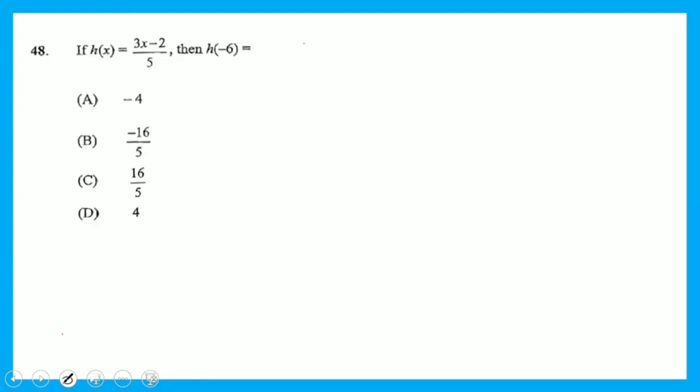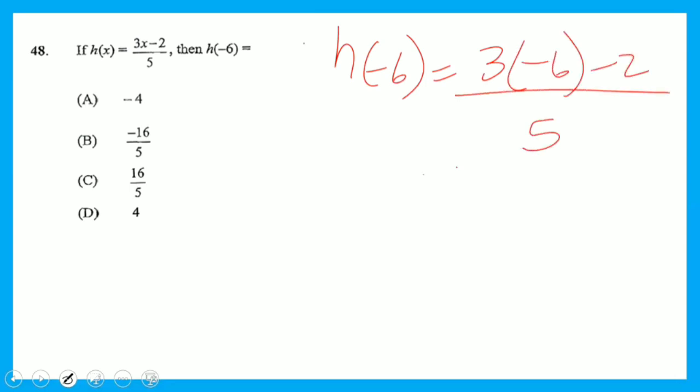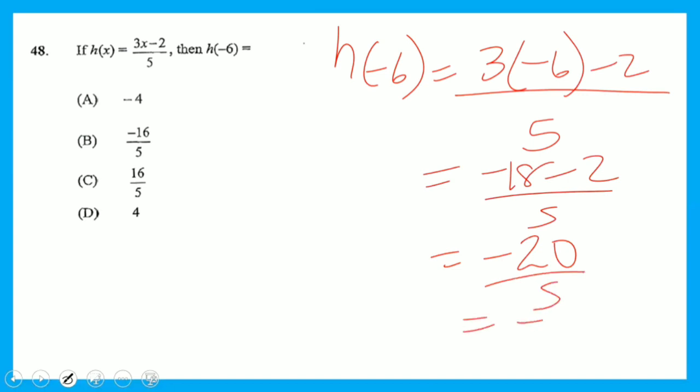Number 48, h of x, we have that function, and we are told to find h of -6. So wherever x is, we are going to put -6. So 3 times -6 minus 2 over 5. That's -18 minus 2 over 5. That will give us -20 over 5, which is -4.